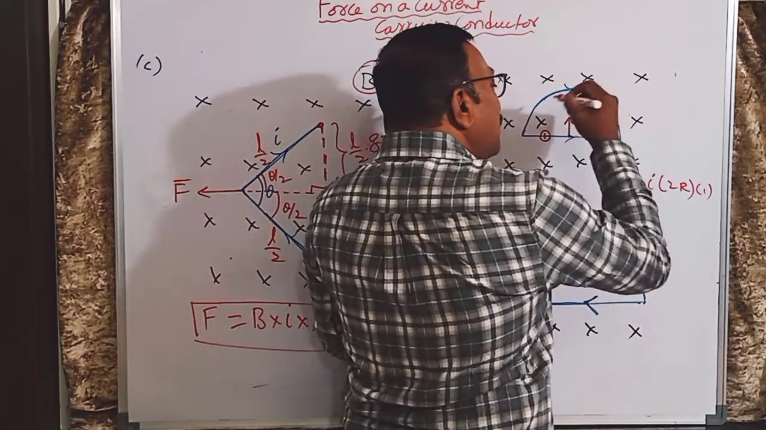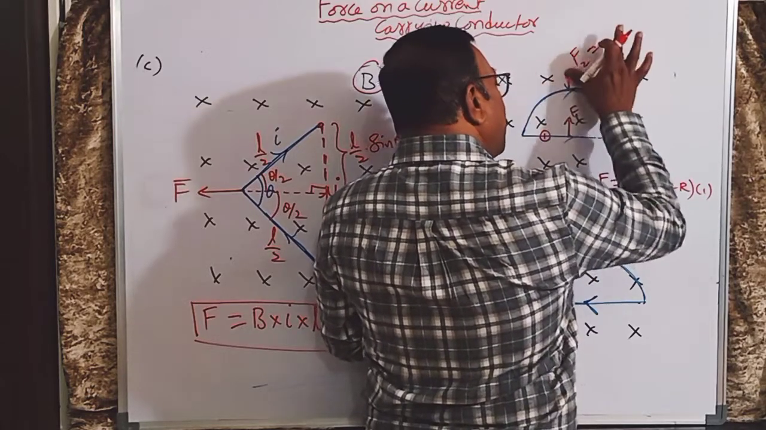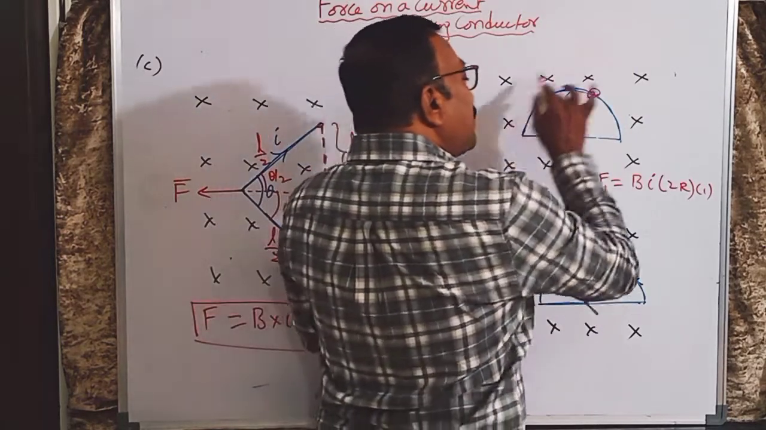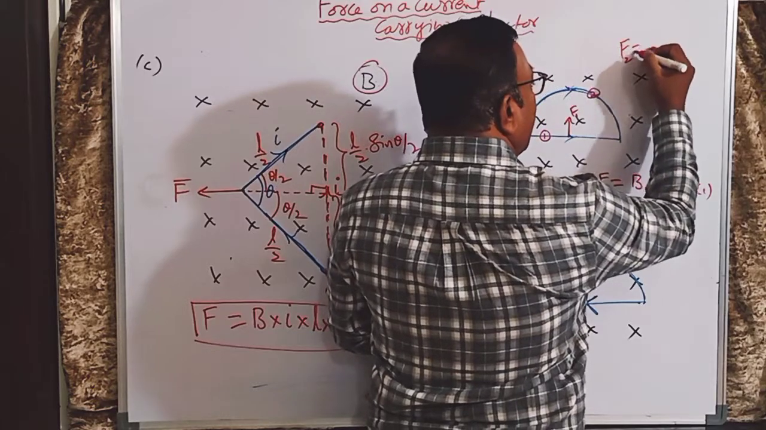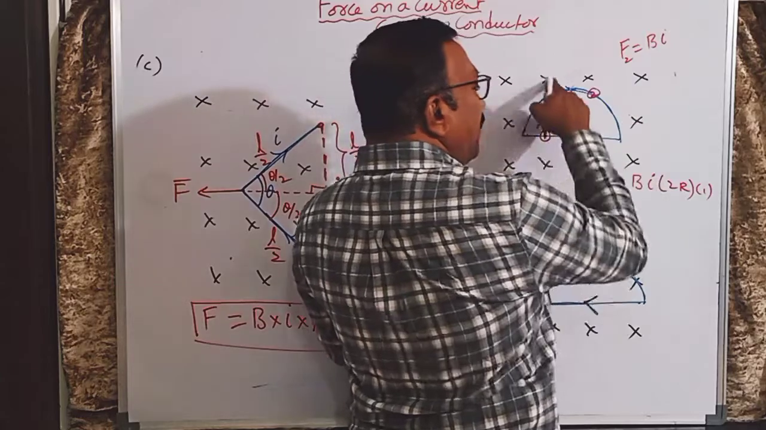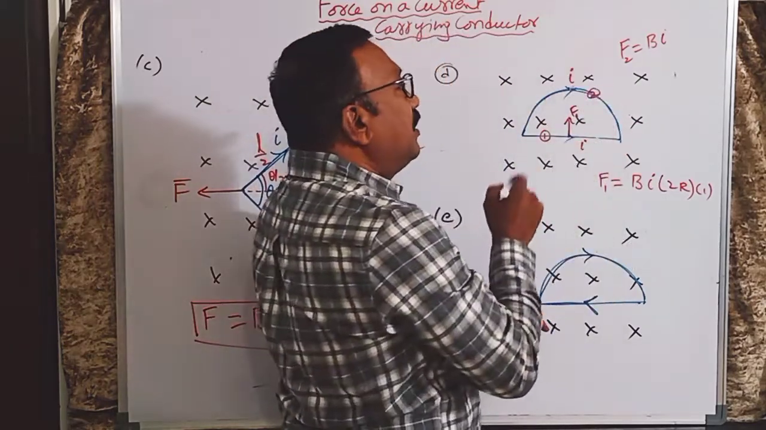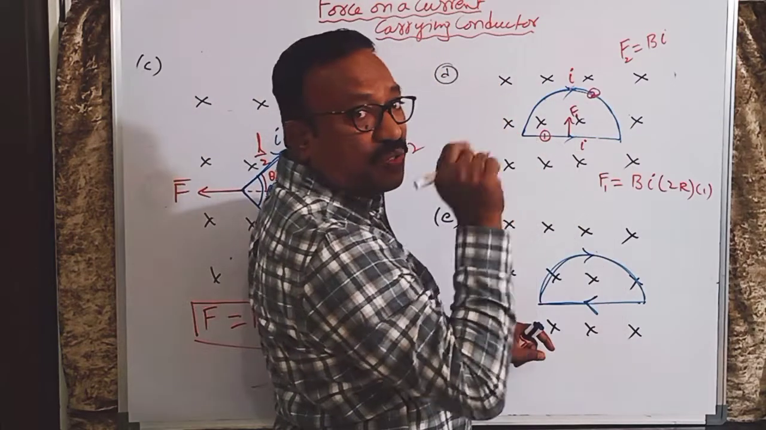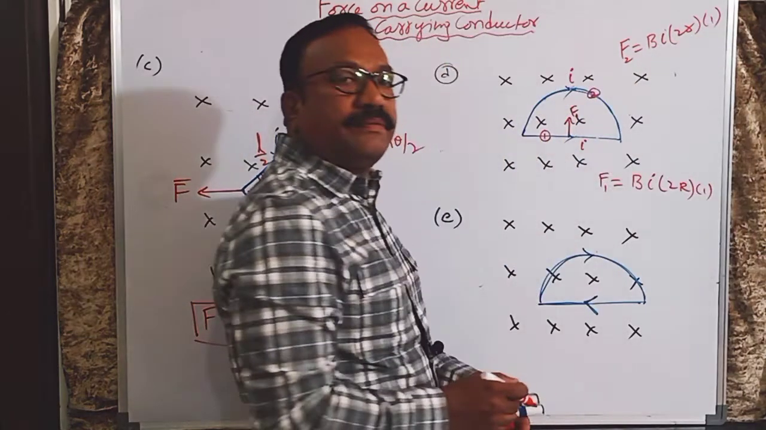Now coming to this one. Let the force on this loop be F2. I don't know the direction, so let the force be F2. Again the force on this is BIL sin theta only. The same current I is flowing. L means don't take this length, take this length only. That's what I told you, the displacement vector. So 2R into sine 90.